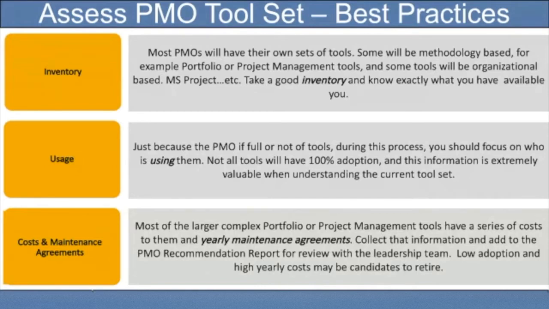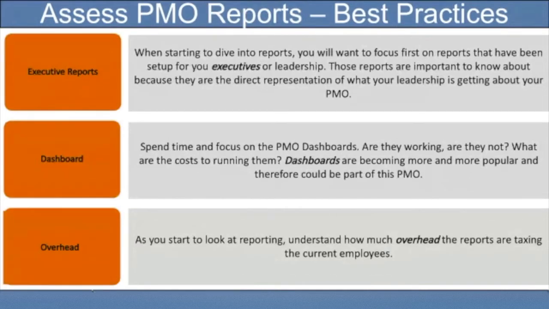Then what you'll do is you'll look at the reports, right? And the first thing you're going to do is look at what reports are being created for the executives or the leadership. It's so important to understand all the various reports the executives are getting, or they're not getting. What are they missing? What's working? What's not working? And really spend that time and understand the reporting for your executives. That's a critical component of running a PMO. And so that's a starting point that you're going to want to spend time on.